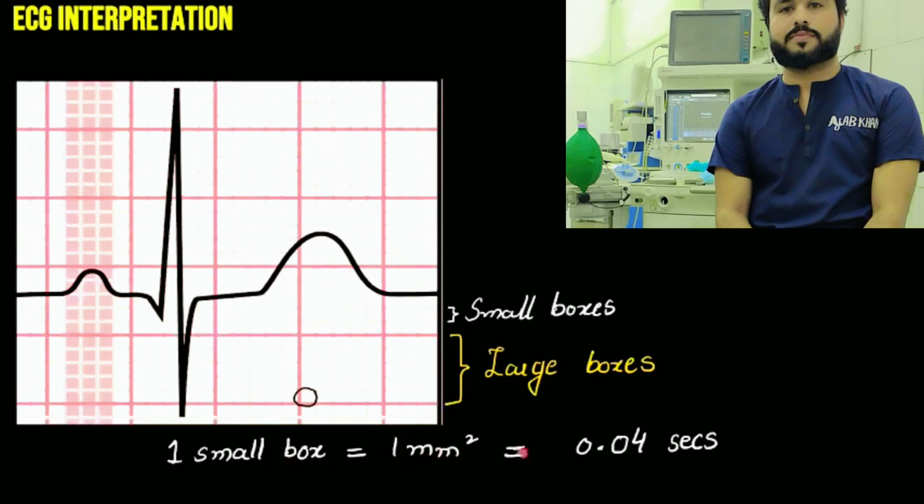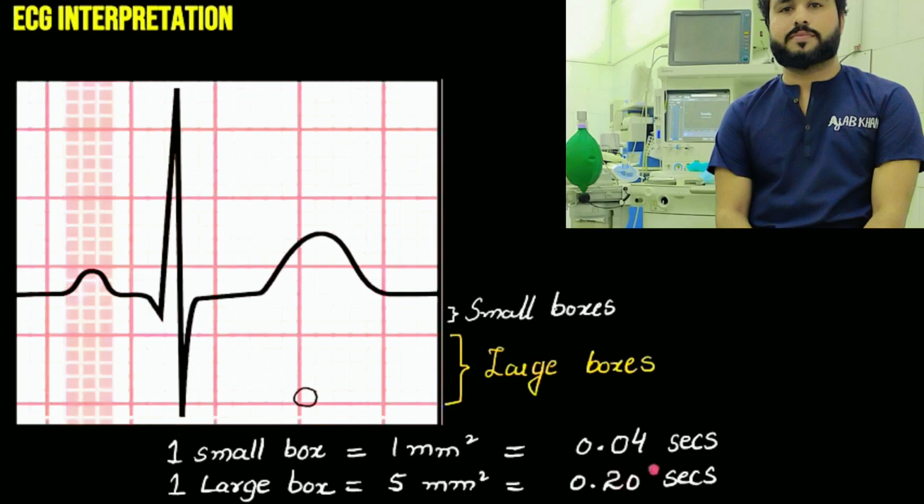And that one small box in time is equal to 0.04 seconds. Very important, must memorize this. One small box is equal to 1 millimeter square, and one small box is equal to 0.04 seconds. Now each large box is composed of 5 small boxes, so we multiply these numbers by 5. 5 multiplied by 1, 5 millimeter squares. So the size of a large box is 5 millimeter square. 5 multiplied by 0.04 seconds is 0.20 seconds. So one large box represents 0.20 seconds.